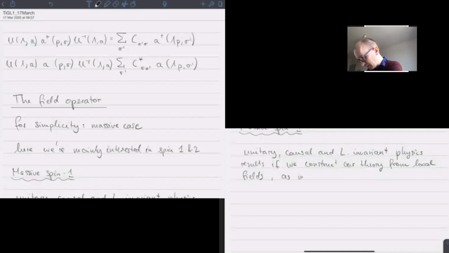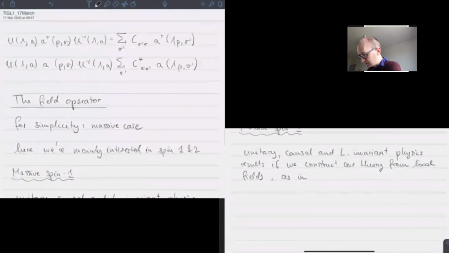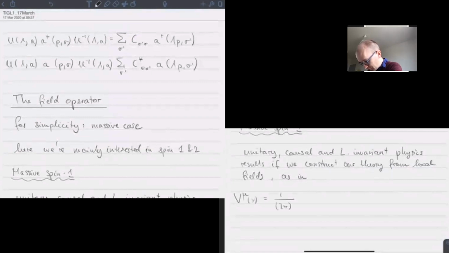So for the case here, our massive spin 1 object is going to be a V mu, which depends on x. So it's a field that lives in space-time. There's some normalization, 1 upon (2 pi) to the 3/2. Then I sum over the polarization states and I integrate over this momentum measure, d3p over the square root of 2p0.